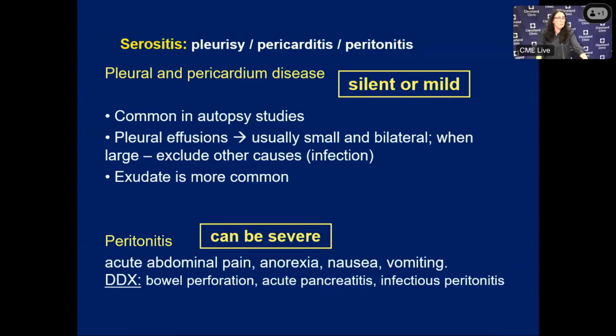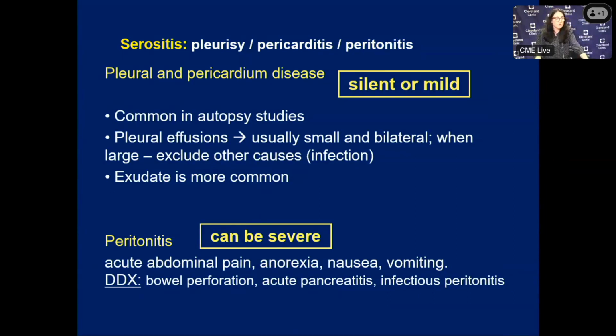Another very common presenting symptom of lupus is serositis, and that can affect the lungs, the heart, or the abdomen with pleurisy, pericarditis, and peritonitis. Pleural effusions are very common, but they tend to be small. They are usually bilateral. And when there's a large pleural effusion, we need to exclude other causes, especially infection. An exudate is more commonly seen with lupus.